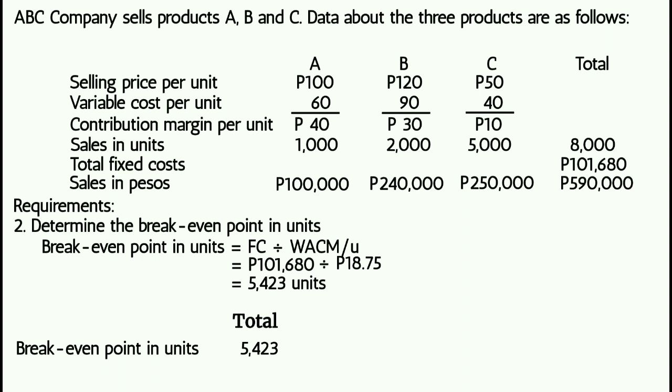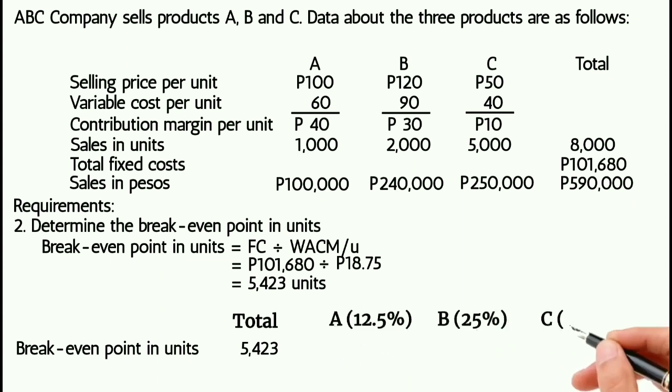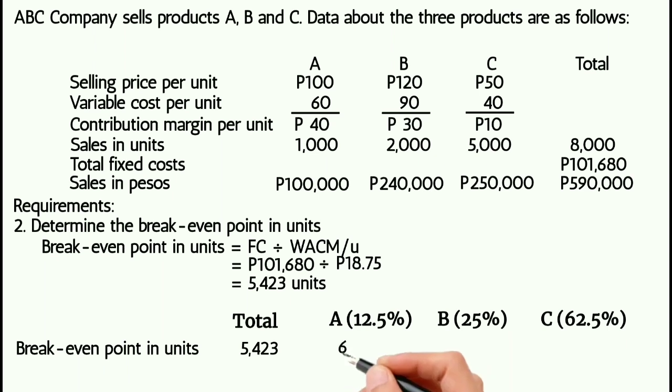Ang ibig sabihin nito, dapat makapagbenta si ABC Company ng 5,423 units to break even. Para malaman kung ilang units ng product A, B, at C ang dapat na mabenta, ibumultiply lang natin yung 5,423 units sa sales mix ng bawat product. So for product A, 5,423 units times 12.5%, that is equal to 678 units. 678 units ng product A ang dapat na mabenta to break even.